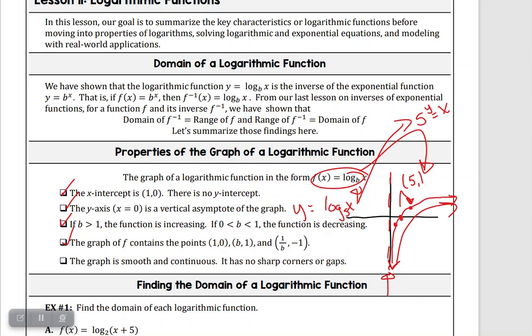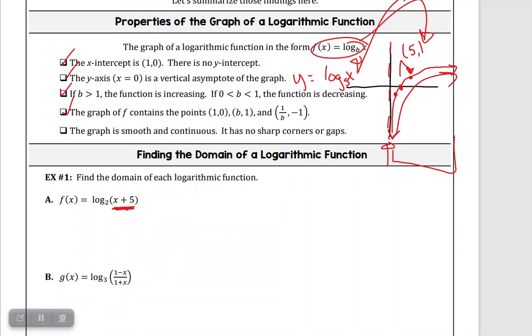So when it's just x, we know it goes from here to here, and if you think about those values, they have to be greater than 0. So these values have to be greater than 0. We know this shifts it to the left 5 units. So what that really means, if you think about it again, it has to be greater than 0. So that would be x is greater than -5. So our asymptote, or I'm sorry, our domain would be -5 to infinity. So everything above that.